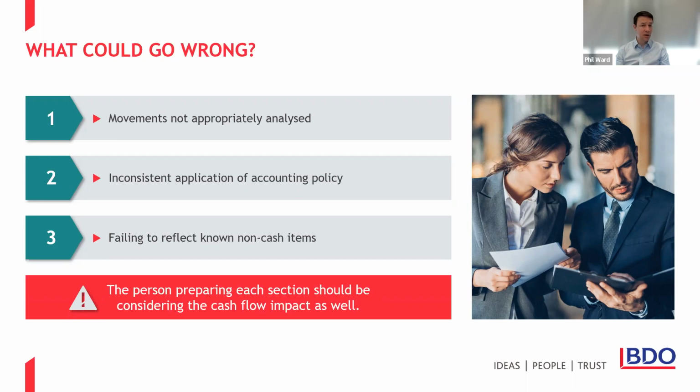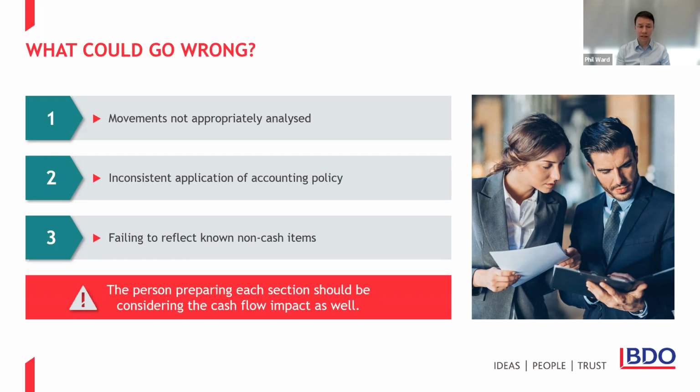So that's something I spoke about earlier as an example. Treating an item as an operating cash flow from a statement of comprehensive income perspective, but then treating it as either financing or investing for cash flow purposes. That's something that you should make sure you try to avoid. And the main one is probably failing to reflect non-cash items, or not reflecting known non-cash items, making sure that any additions to your housing properties that arise from, for example, stock swaps, are excluded from the cash outflow there.